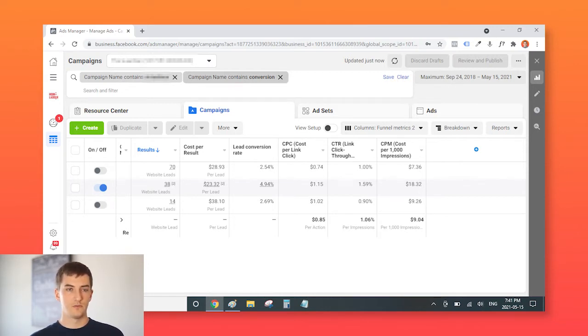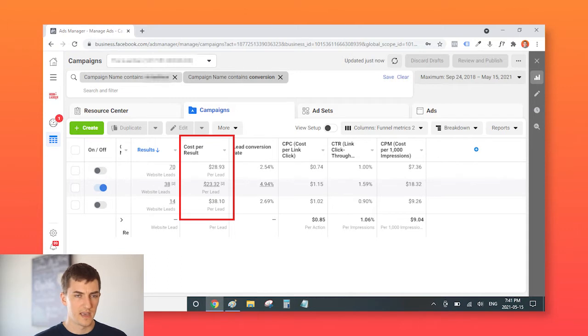You'll notice that we obviously haven't spent as much money on these campaigns, so it's hard to compare perfectly. But the one thing you will notice is that the cost per result is much higher. In this case, it's about 10 times as expensive to generate leads from landing pages versus lead forms. The average cost per lead here is between $20 and $40.